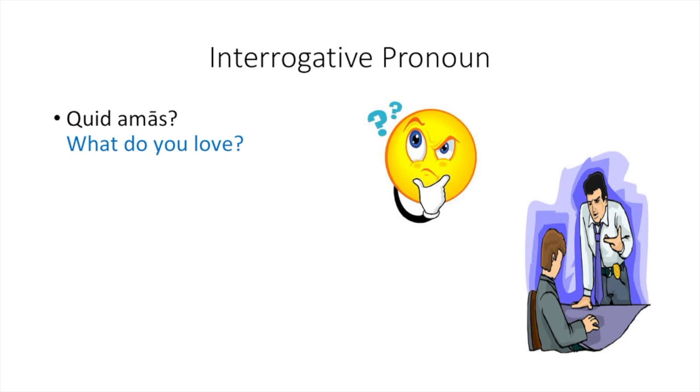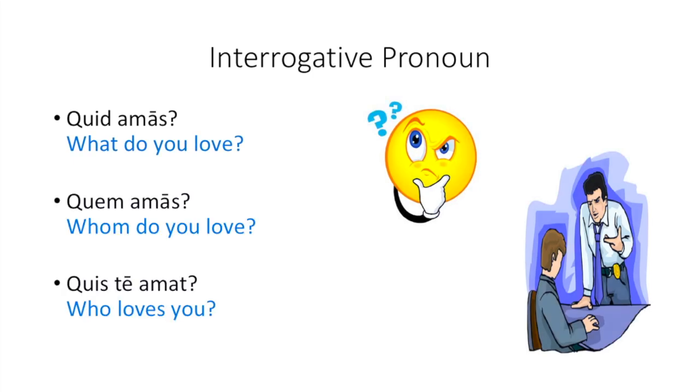As you've learned more about Latin, you've seen that lots of pronouns and words function in different numbers and cases, and even different genders sometimes. And so this probably won't surprise you that with the interrogative pronoun, you can also ask quem amas, whom do you love, and quis te amat, who loves you. It just depends on the gender, number, and case of your interrogative pronoun. So let's look at all of those different gender, number, and case options.